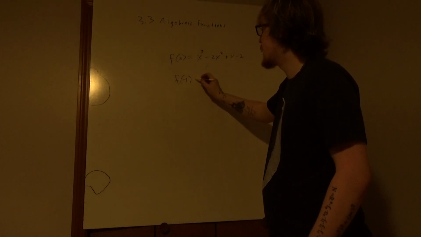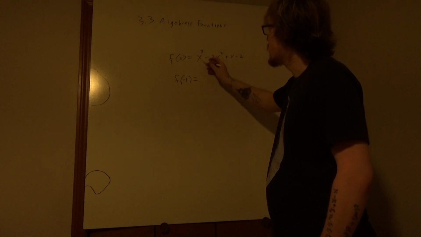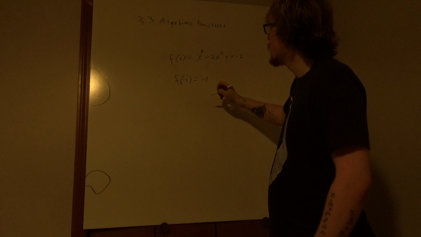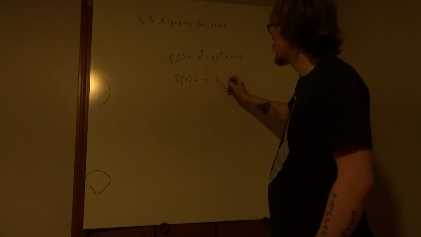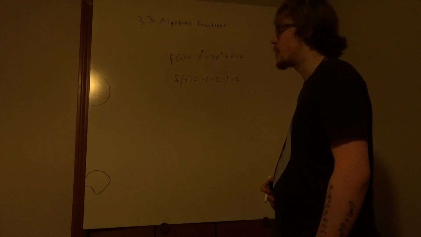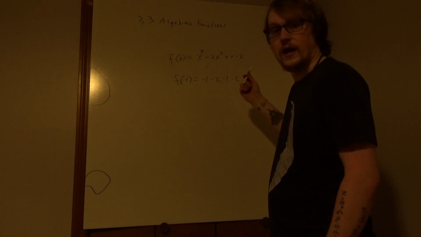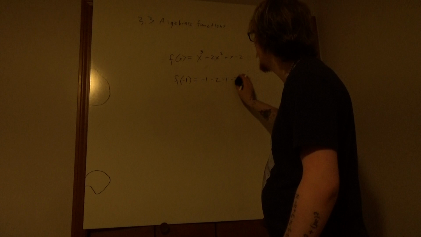Let's try negative 1. If we do negative 1, then since this is cubed and it's an odd power, this is going to remain negative 1. Negative 1 squared, though, is positive 1, so this is negative 1 minus 2 minus 1 minus 2. I can already tell that this is not going to be a 0 simply because these are all negative, so they're going to sum to some even more negative number and not 0.